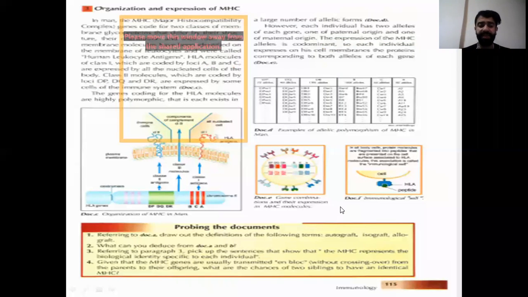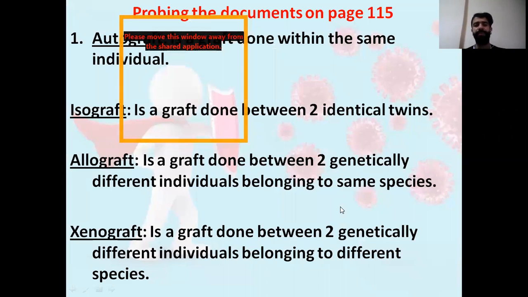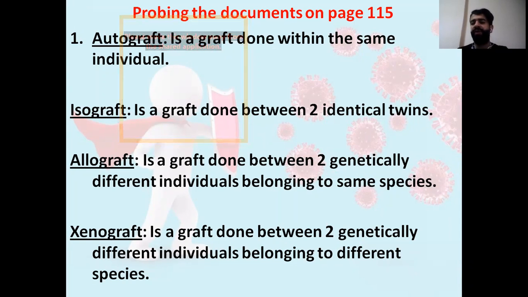So what I want from this, probing the documents: referring to document A, give the definitions of the following terms: autograft, isograft, and allograft. Part 2, what can you deduce from documents A and B? Let's start step by step. Already we know that autograft is the graft that is done within the same individual. Isograft is done between two identical twins. Allograft is the graft that's done between two genetically different individuals belonging to the same species.